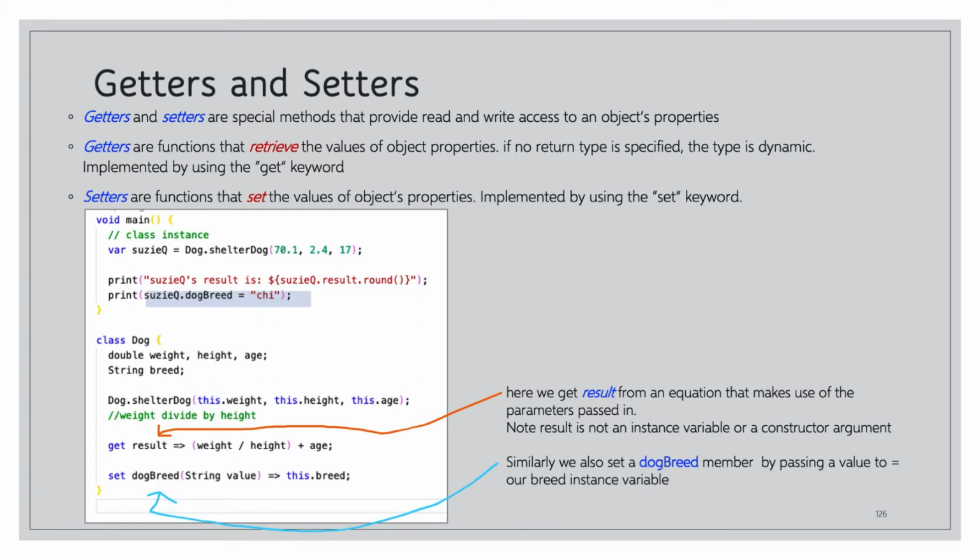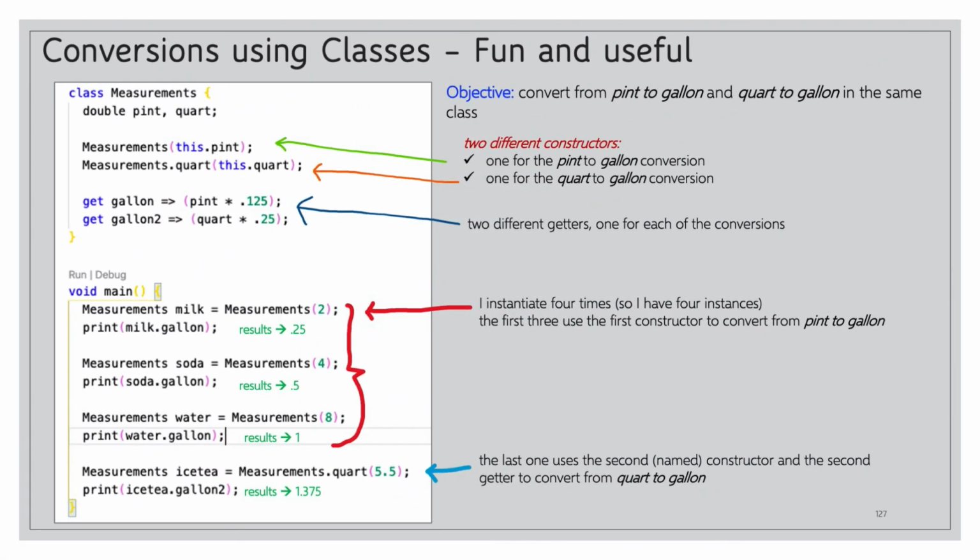Here, we are making use of our setter. So SusieQ.dogBreed equals chi. So we're setting that string value to chi. All right, let's make this come alive a little bit. We are going to create an application where we do some conversions. We're going to do two different types of conversions, a pint to a gallon and a quart to a gallon.